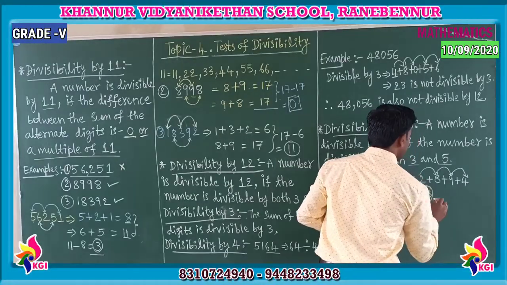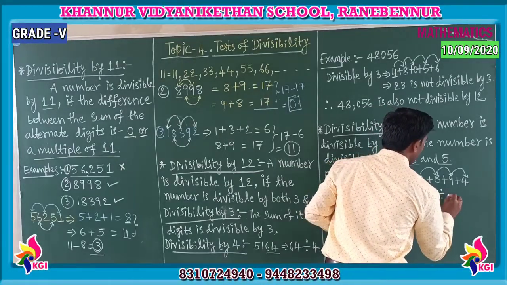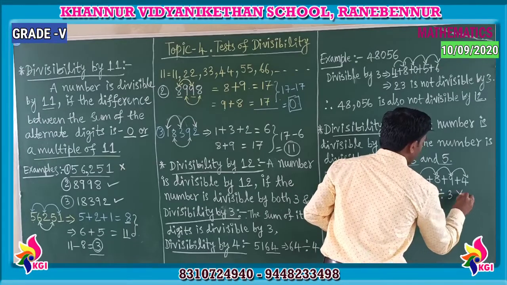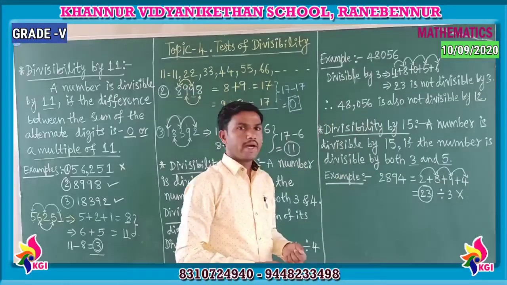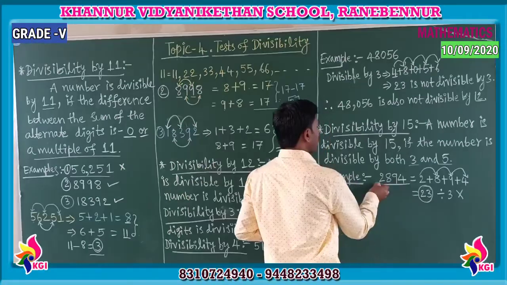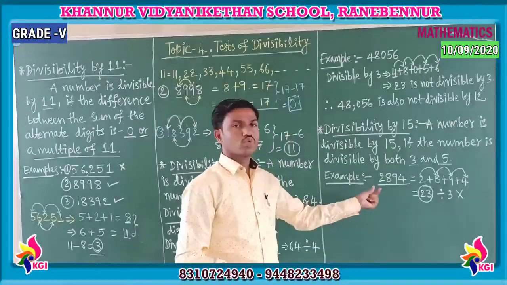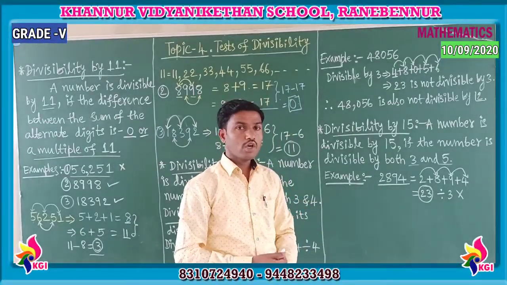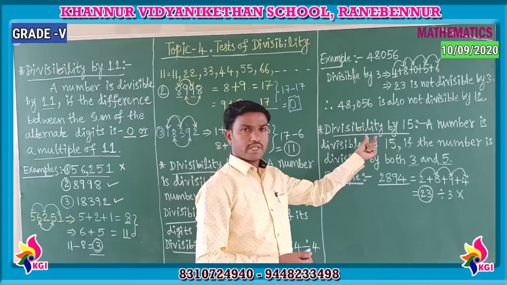So is this 23 divisible by 3? No, 23 is not divisible by 3. So totally we have to say that 2894 is also not divisible by 15.